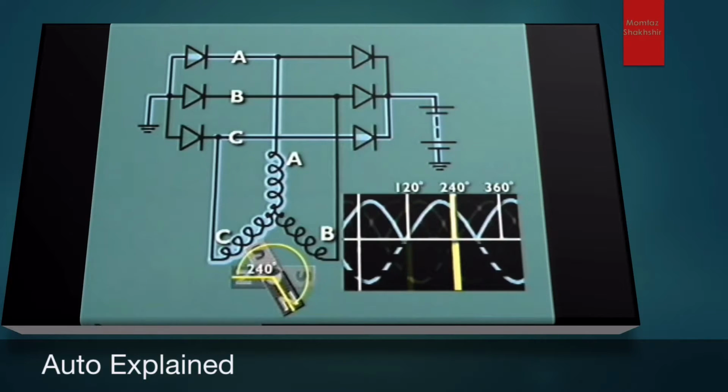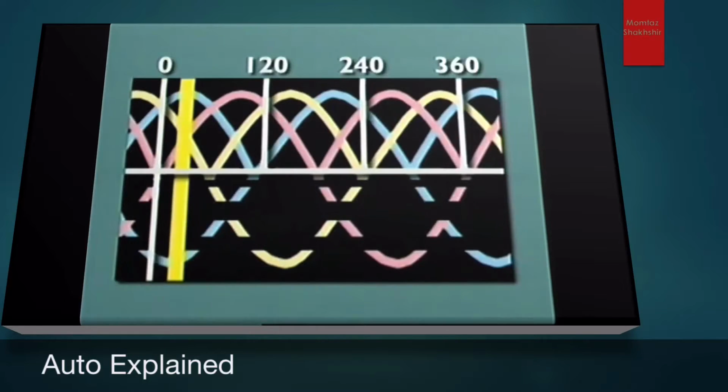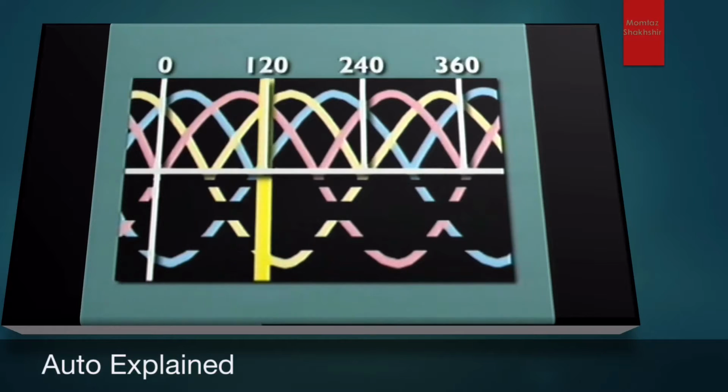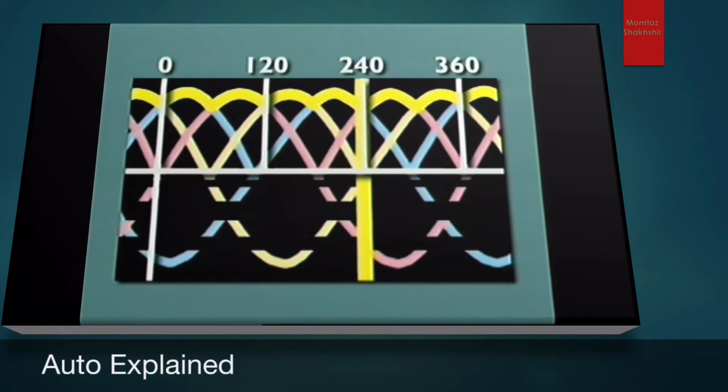As the rotor moves through its various positions, individual phase currents change in magnitude and polarity, but the output current to the battery and the electrical circuits remains unidirectional.